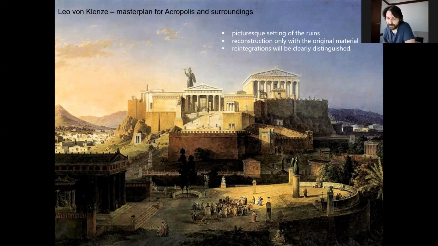Here we see three important principles of restoration. The picturesque setting of ruins is intended to be conserved, but not in ruin form, but as a reconstruction of the buildings with the original material. And of course, this reconstruction includes the demolition of additions made in time, like the Turkish houses there, and reintegrations will be clearly distinguished, as we have seen in the Mykonos obelisk, the original and the completions or interventions need to be indicated in the material, in the composition and so on.